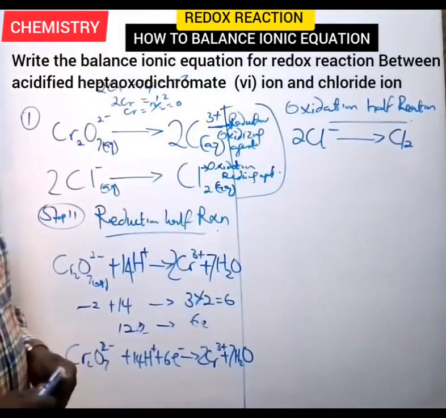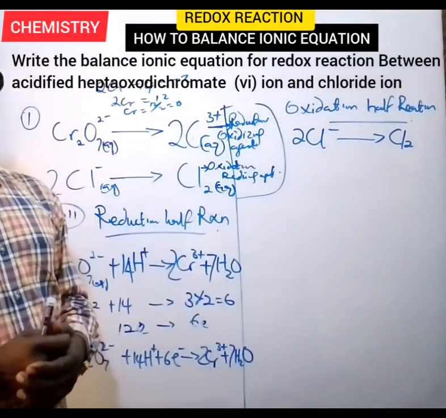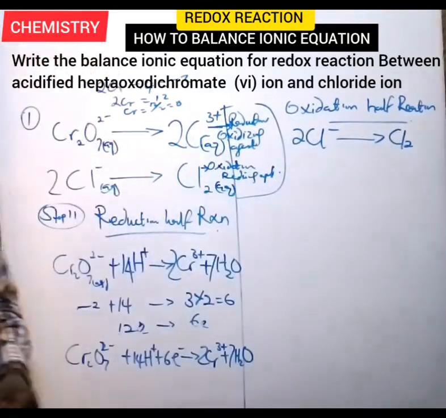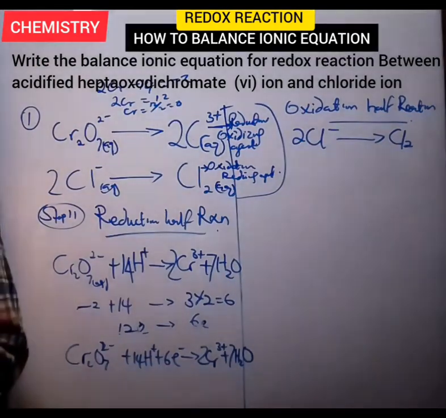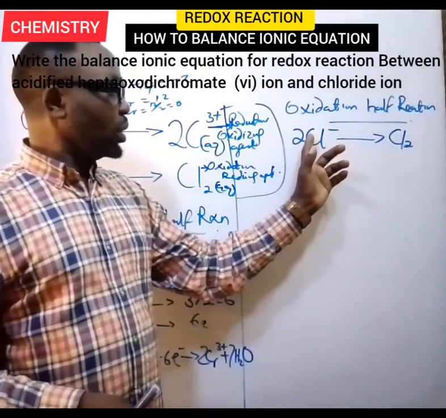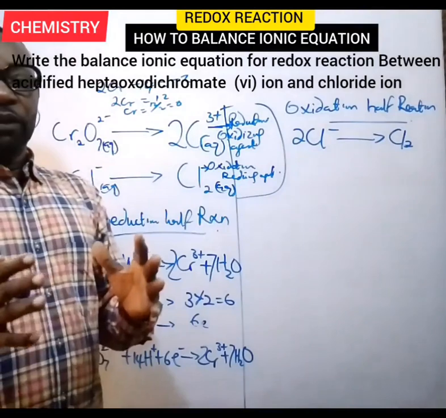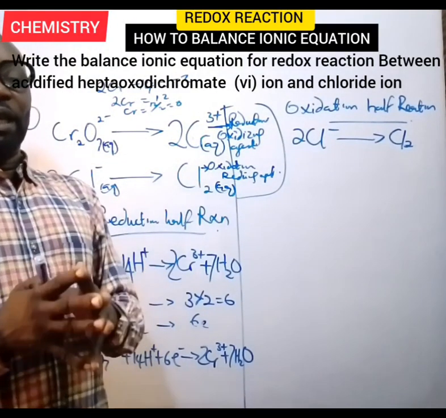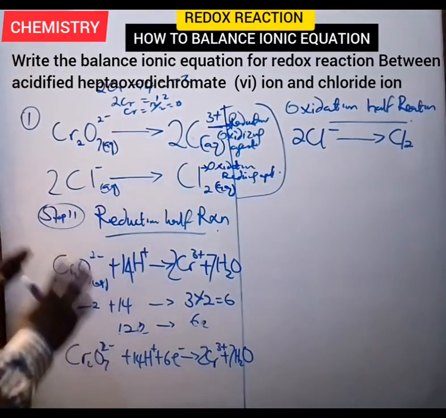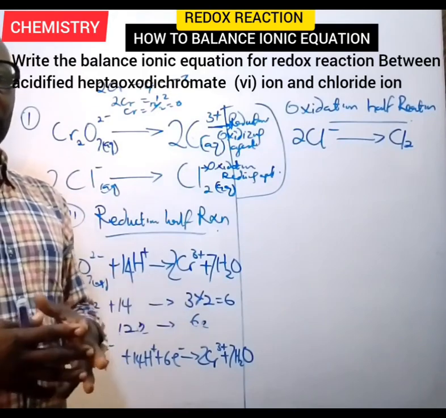Now, you look at it from this angle. The number of atoms we have there are balanced. If you look at it very well, the number of atoms are balanced. There are two atoms of chlorine here and two atoms of chlorine here as well. It has balanced. What you need to do next is balance the charges. Don't forget, when you look at the atoms, balance them first, then you look at the charges and balance them as well.